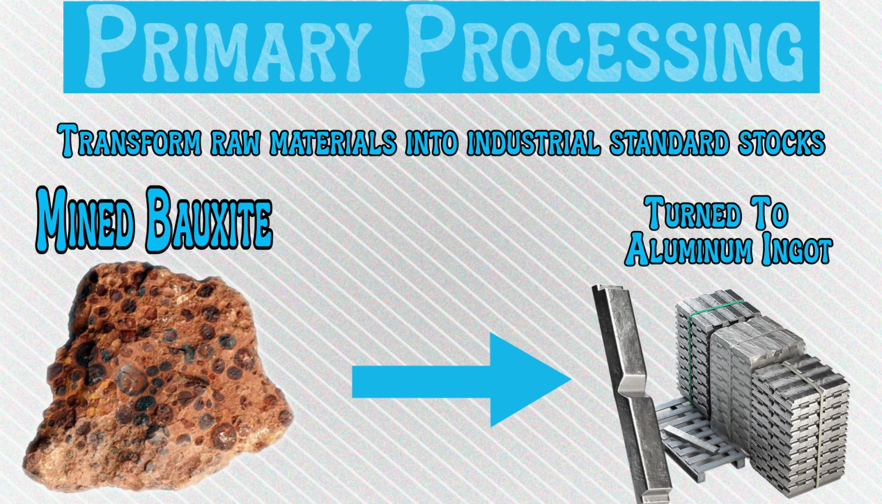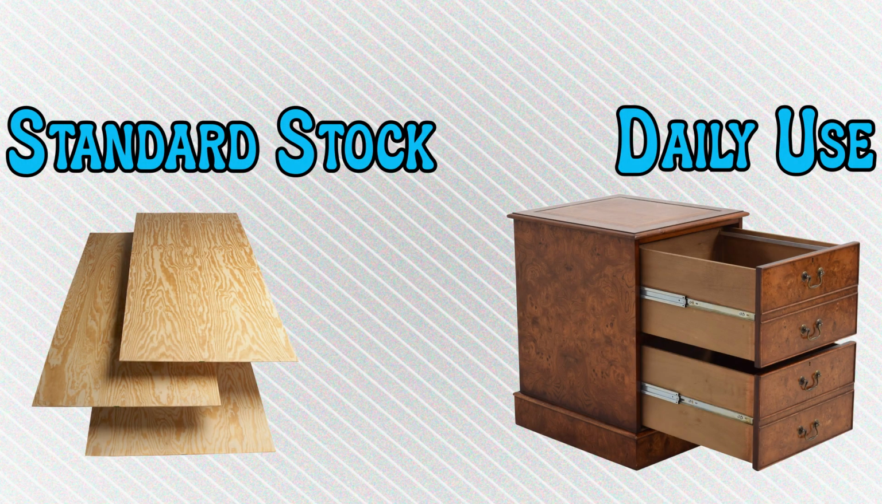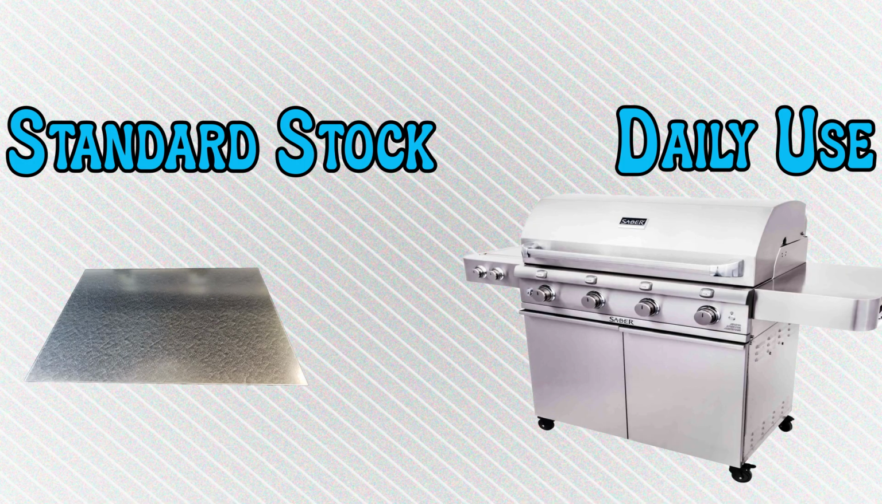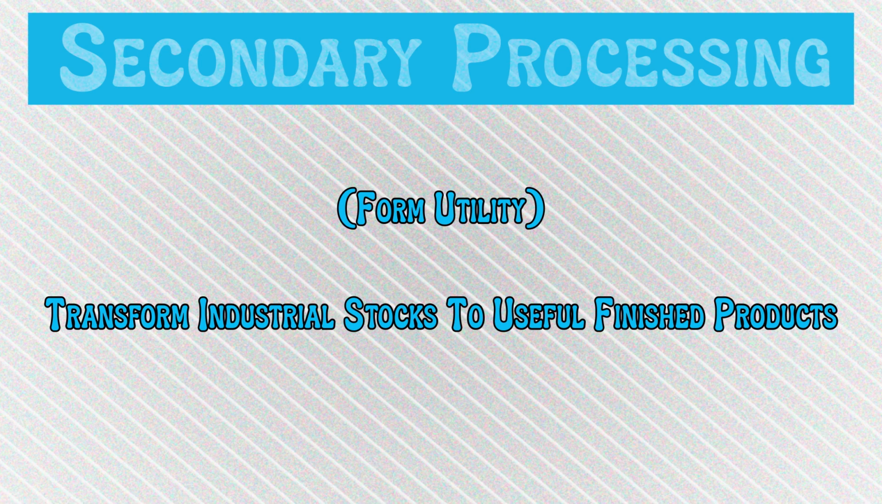As you can see, all these primary processes need further transformation to be truly useful. Just as plywood is turned into kitchen cabinets, sheet metal turned into a grill, only then we can call these materials truly useful. Secondary processes, also known as form utility activity, is the act of transforming industrial standard stock into useful finished products for customers.